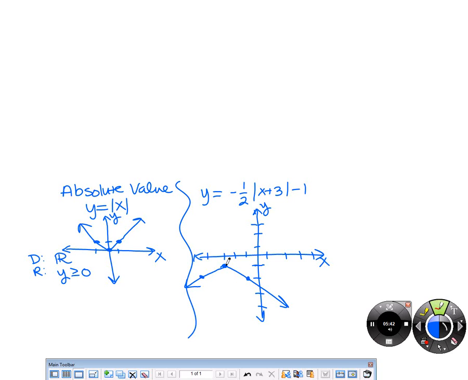Is everybody okay with remembering how to graph the absolute value function? There will be a couple of those on your quiz tomorrow, 2 problems for you to graph absolute value. That should be how you do it. Pick out your A, H, and K.